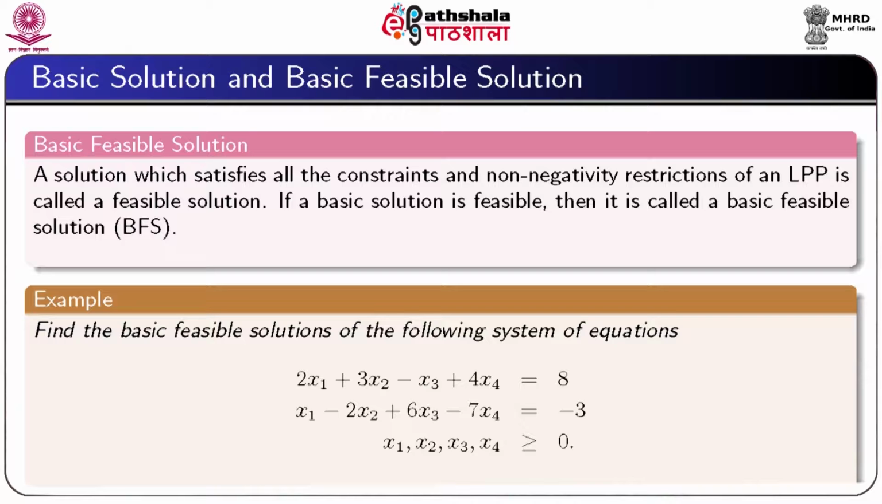Let us take an example to find the basic feasible solution of a system of equations. We consider the system of equations as 2x1 + 3x2 - x3 + 4x4 = 8 and x1 - 2x2 + 6x3 - 7x4 = -3, where the variables x1, x2, x3, x4 are non-negative.